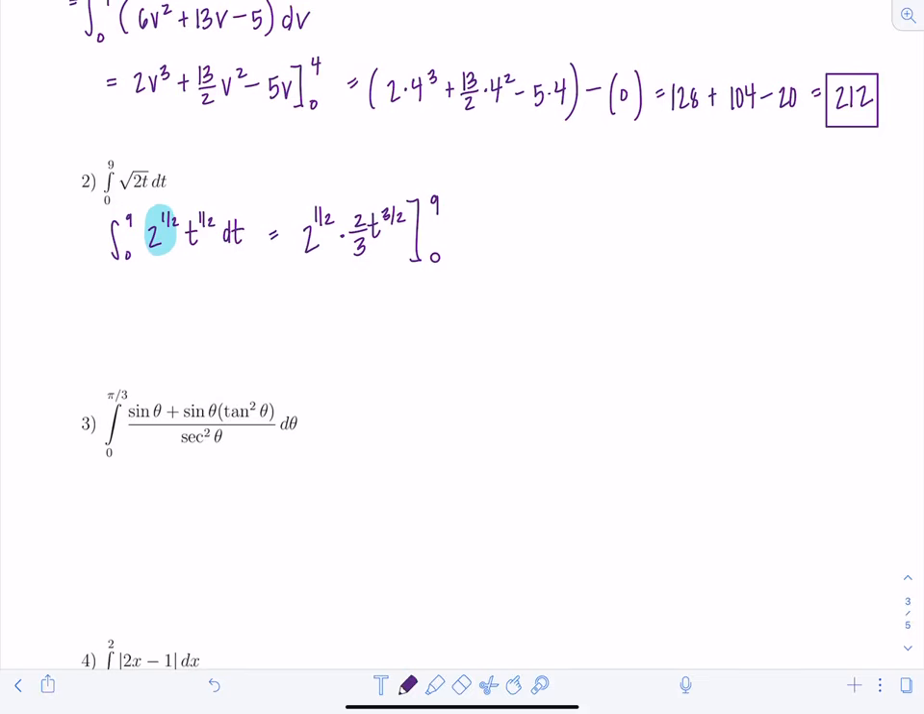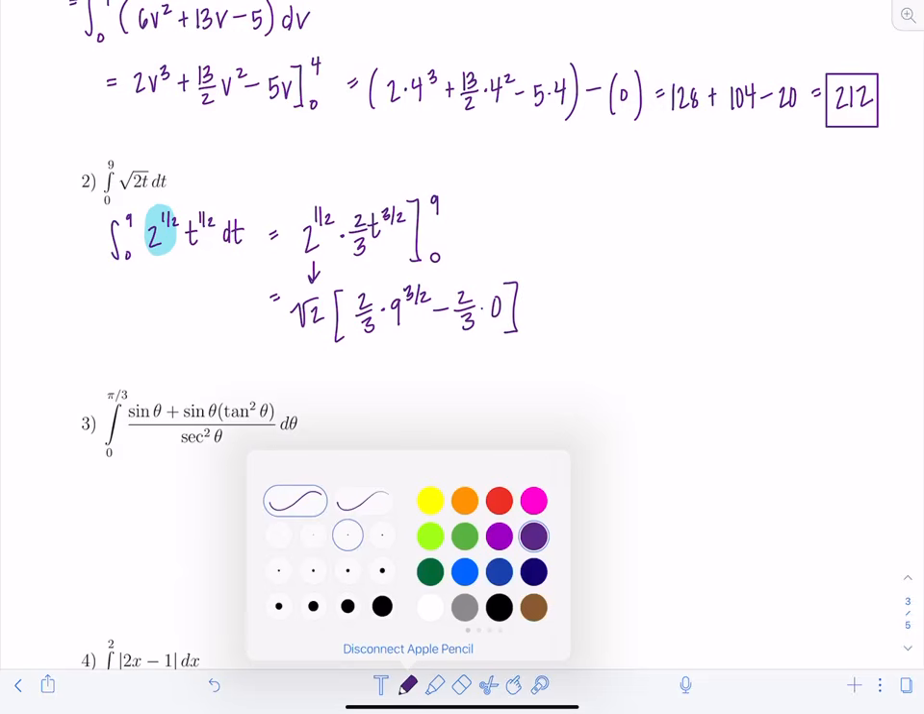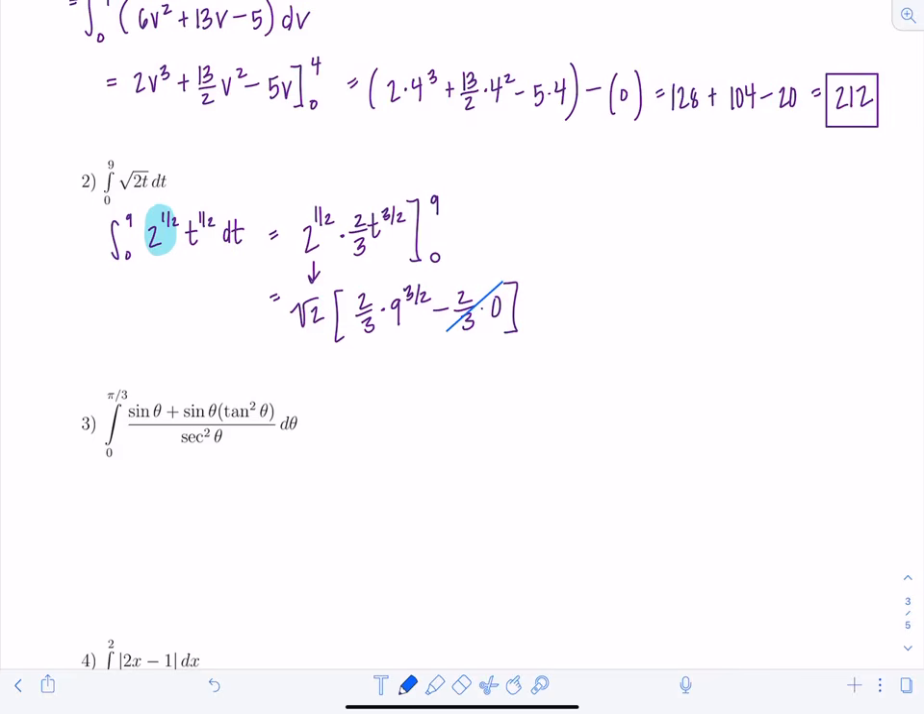All right, so let's see here. What do we have? I have 2 to the 1/2, that's rad 2, times 2/3 times 9 to the 3/2, minus 2/3 times 0 to the 3/2. Okay, so this is just 0. Now 9 to the 3/2, whatever the denominator is, you take that root of the number. Okay, so since it's a 2, I'm going to take the square root of 9, that's 3, and then you raise it to the numerator.